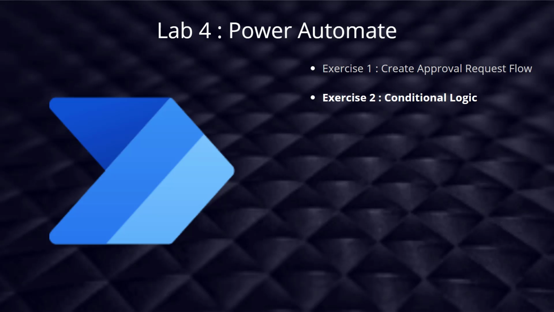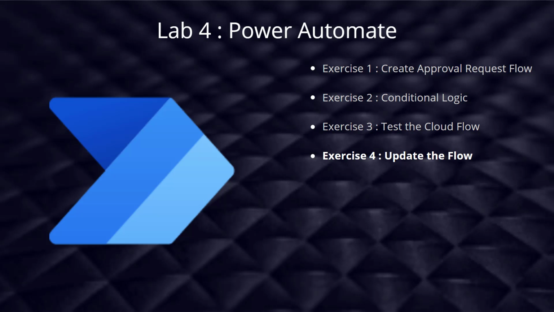So to that end, the steps that we're going to take is to first of all create an approval request flow. Then we're going to change the flow a little bit to add some conditional logic so that it goes down different paths depending on what the response is. We're going to test the cloud flow to verify that its performance is what we were expecting. And we're also going to make some updates to that flow, and that will allow us to post a message into Teams. So let's move over to Microsoft Office and start on exercise 1, creating the approval request flow.